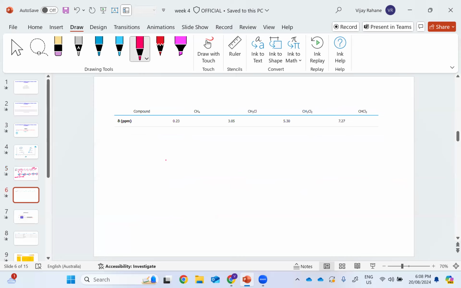The next question is on the same concept. Some examples are methane, chloromethane, dichloromethane, which we commonly call DCM, and chloroform. So we have four examples: one, two, three, and four. What is the order of the chemical shift value in these?